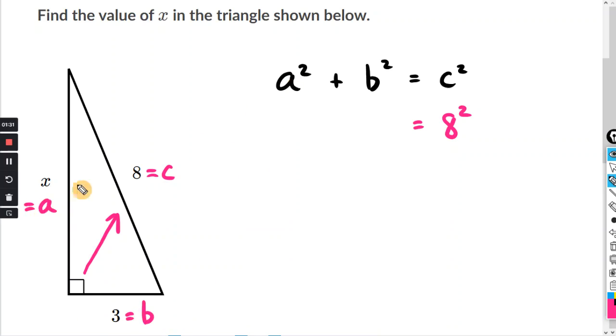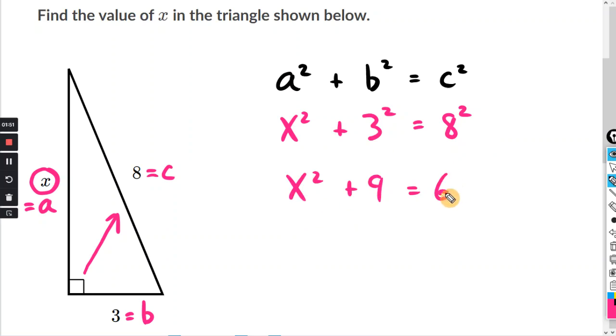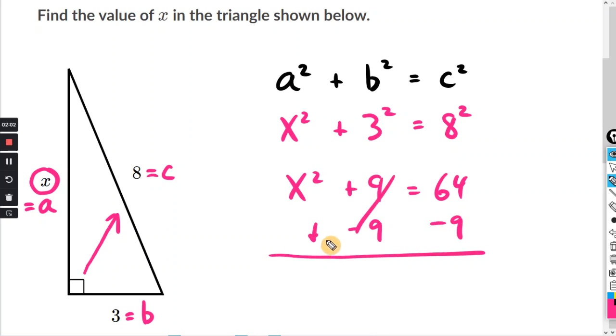Okay, so for A squared, I'm going to use X squared. And for B squared, I'm going to use 3 squared. So that's going to be X squared, and 3 squared is 9, and 8 squared is 64. We're solving for X squared first, so I'm going to subtract 9 from both sides. 9 minus 9 cancels. Bring down your X squared. And 64 minus 9 is going to be 55.